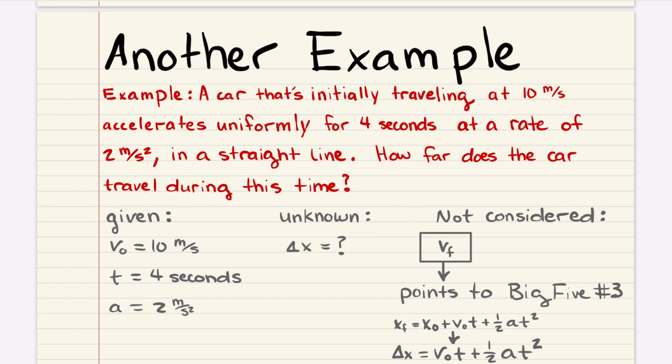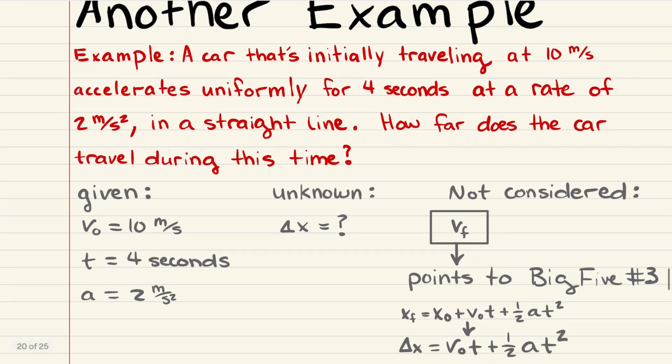The kinematic quantity that's not considered here is final velocity. It doesn't say anything about final velocity in the question, nor does it ask what the final velocity is. So I'm going to say that final velocity is not considered here. Final velocity not being considered points to the big five relationship number 3. And I'll write that down here for you, but you can always check back to your table.